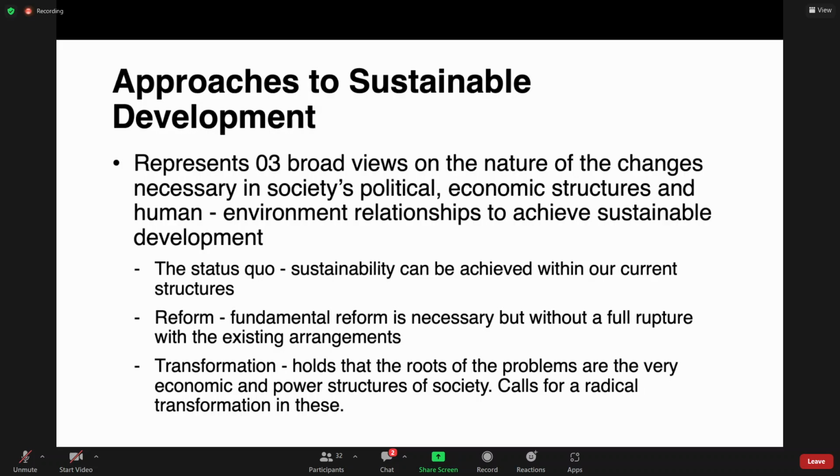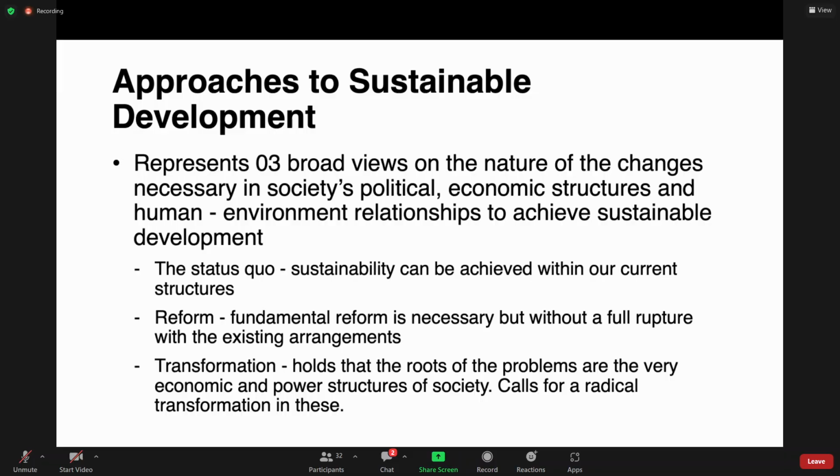Then there are others who say that we need certain fundamental reforms. We don't need to fully get rid of our existing systems, the legislation, laws, the governance systems, but we need certain changes, certain reforms to those systems in order to achieve sustainable development. Then the third group says that's not possible. We actually need a transformation.